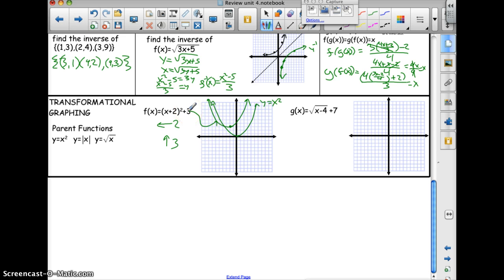Okay. Here, my parent function is the square root of x. I'm going to go 4 to the right, and I'm going to go up 7. So I take this point right here, I take this regular 0, 0 that used to look like that, and I go 4 to the right, 4 units to the right, and up 7, and that is g of x. And that's how transformational graphing works.